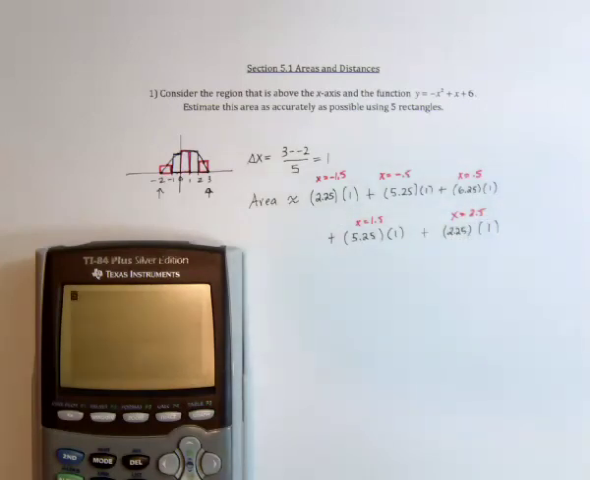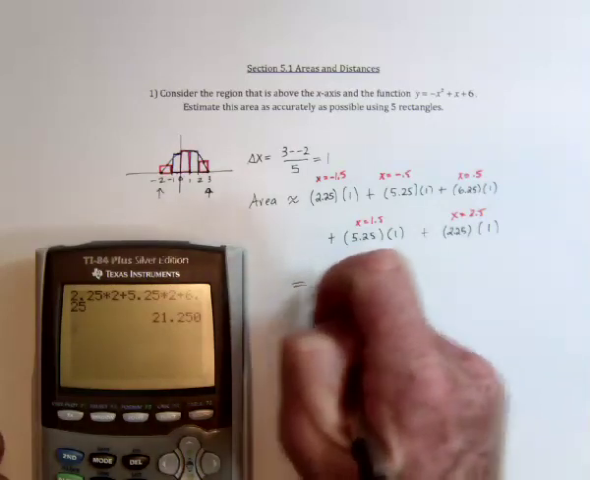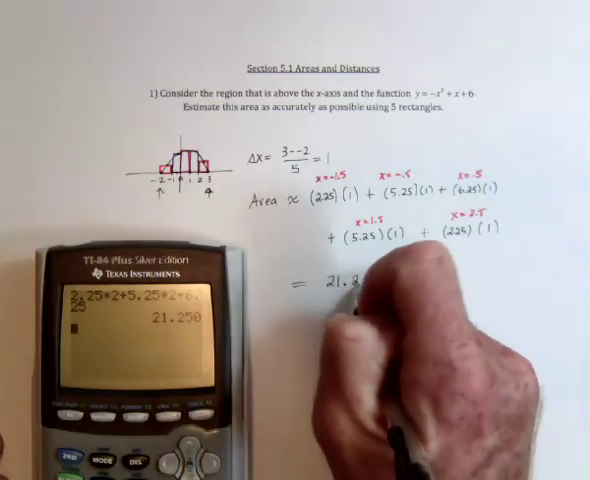Okay, then we need to add these up. So 2.25 actually showed up twice, plus 5.25 actually showed up twice, and then in the middle was a 6.25. Grand total area, 21.25.